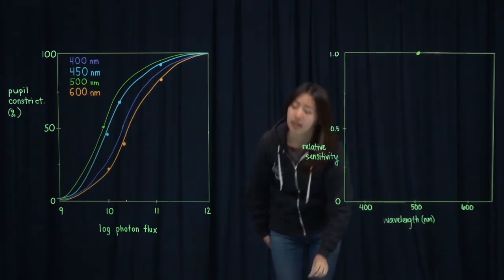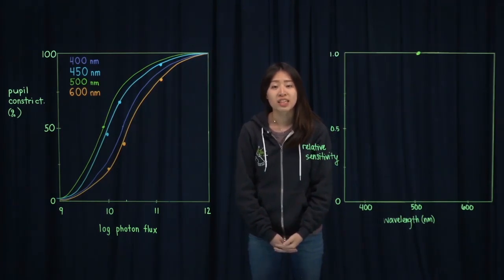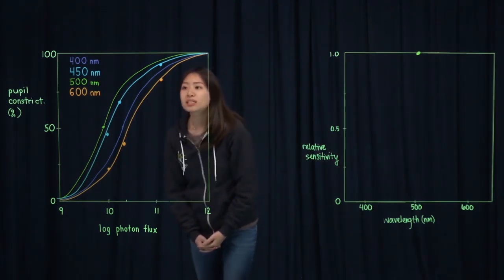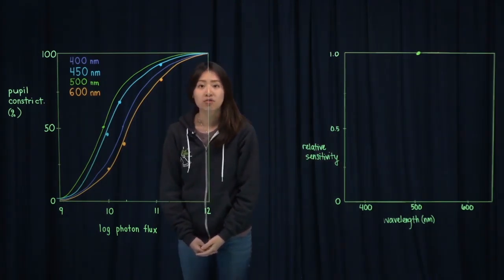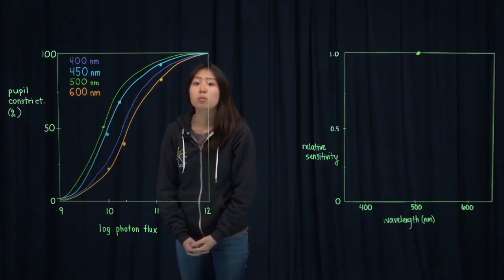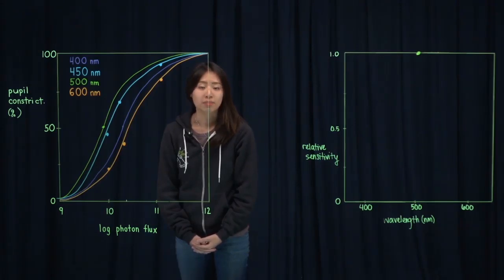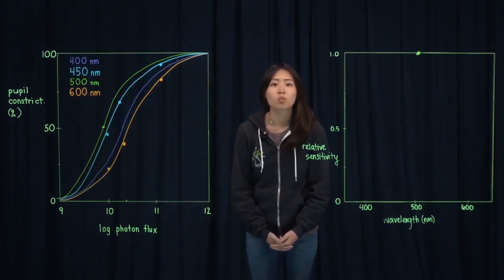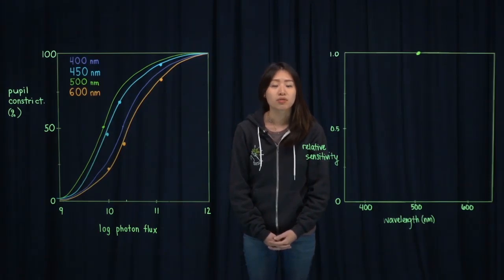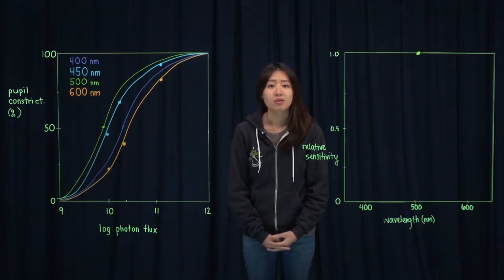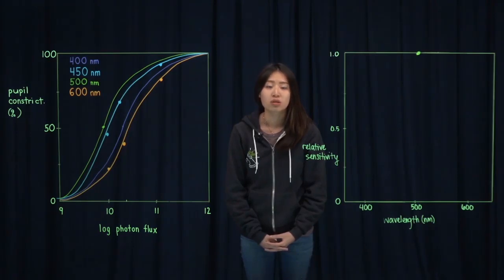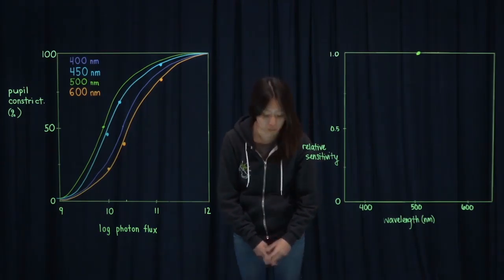Now let's look at the Fluence response curve for 450 nanometer light and compare it to the curve for 500 nanometer light. We can see that relative to the 500 nanometer light curve, the 450 nanometer light curve is shifted more to the right, which indicates that the eye is less sensitive to 450 nanometer light. In this case, we needed 1.2 times more photon flux than 500 nanometer light. So we can say that the eye has a relative sensitivity of 0.85 to 450 nanometer light. This was calculated by dividing 1 by 1.2.